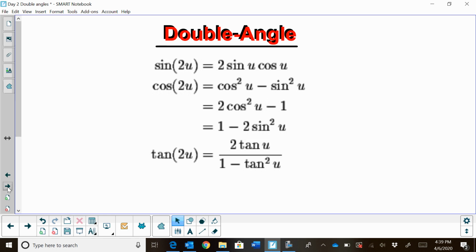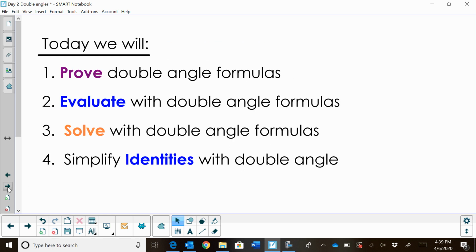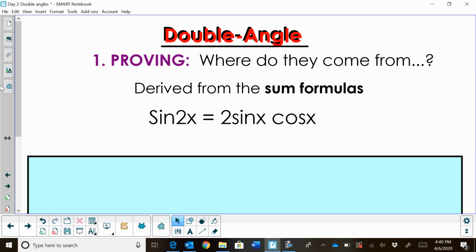Now we're going to look at where those come from. So today we're going to look at four topics. We're going to look at different ways to prove the double angle formulas, and we're going to use identities to do that. The second thing we're going to do is evaluate with double angle formulas. The third topic is solving with double angles. And then the fourth one is working with identities with double angle formulas. So let's start with topic 1, proving double angle formulas.